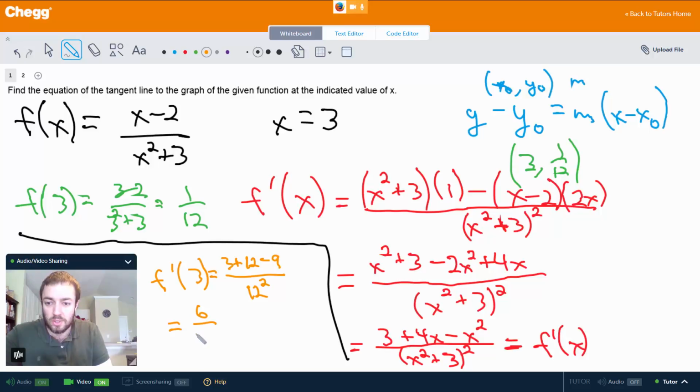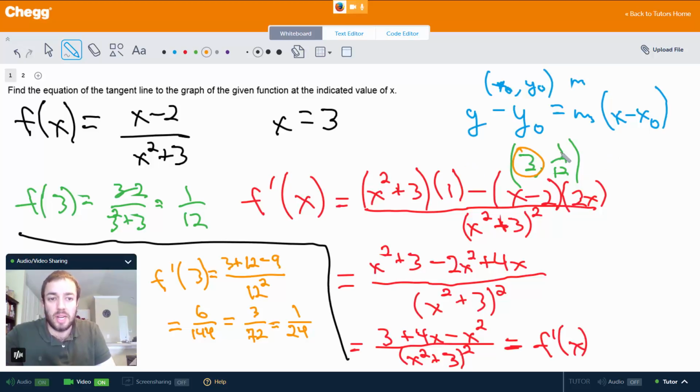So we have 6 over 12 squared, which is 6 over 144, which I believe we can simplify quite a bit. Let's fix that. It's going to be 3 over 72, and we can actually simplify that a little further into 1 divided by, let's see, 24. Okay, so f prime of 3 is actually 1 over 24. So now we just found m.